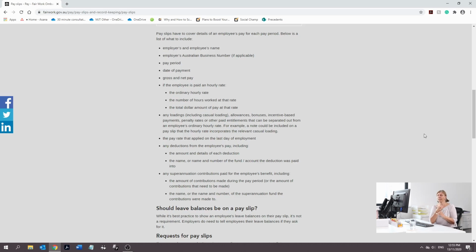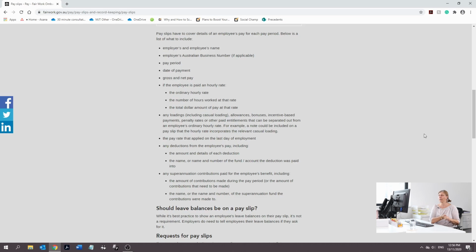So the employer's and employee's name, so your employer's name and your name should be on it. The ABN, if applicable, any pay period, the date of the payment, the date that you're going to receive the payment, the gross and net pay. And if that confuses you, gross pay is your total pay without the tax being taken out, and your net pay is the amount of money you're going to receive into your bank account after all the tax is taken out. Okay, so gross pay is all the monies, and the net pay is the monies without the tax.